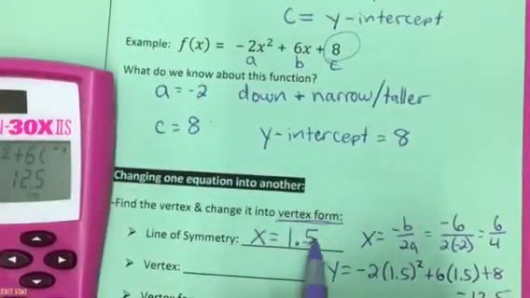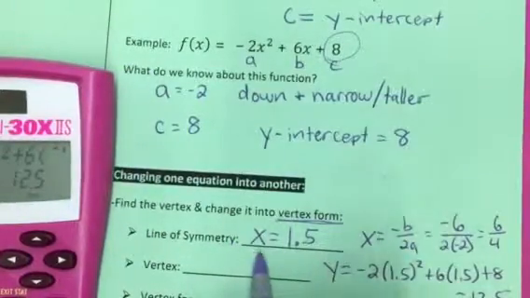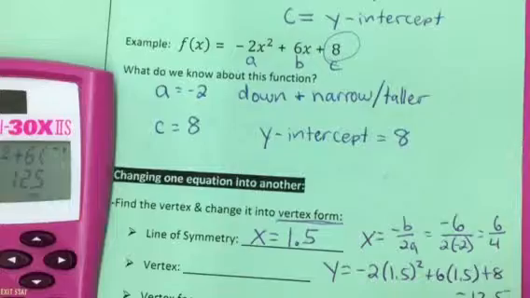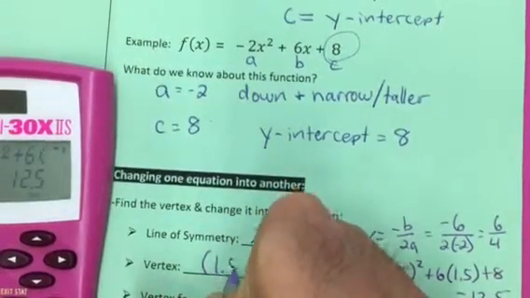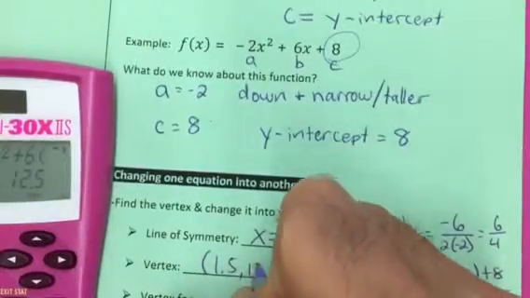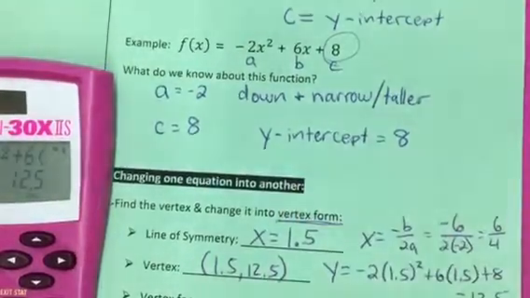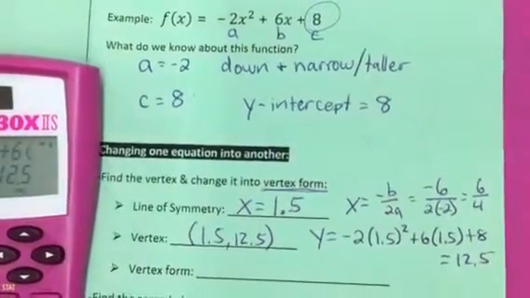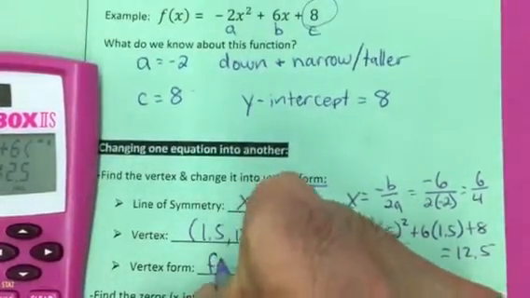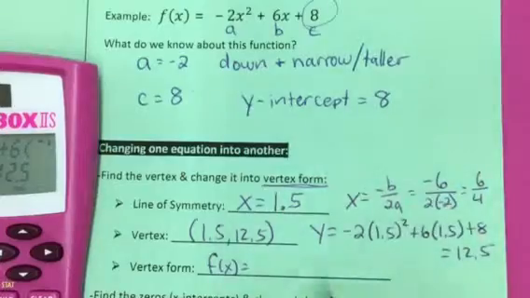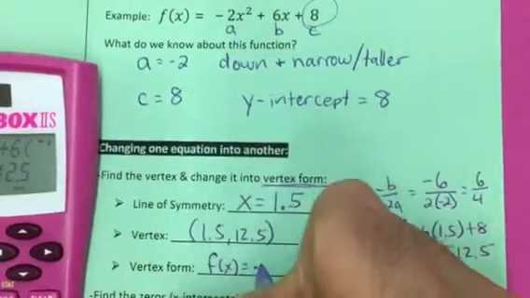My vertex is always going to be on my line of symmetry. How high or low it is is right here. 1.5, comma, 12.5. So vertex form says f of x equals a. What's my a? Does not change, negative 2.